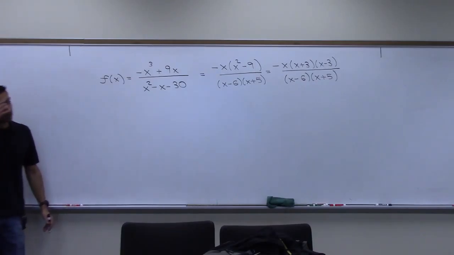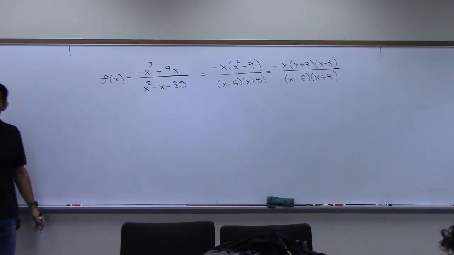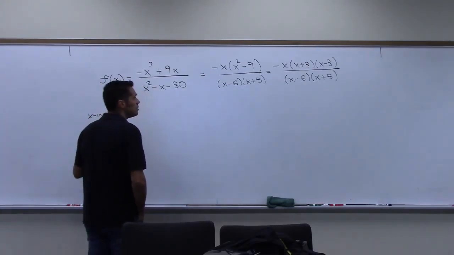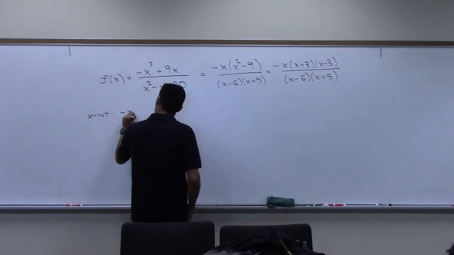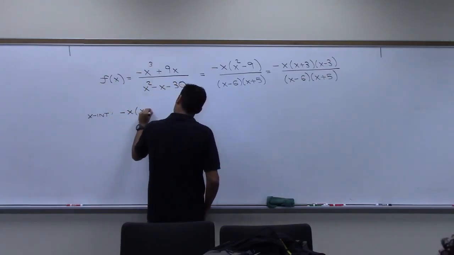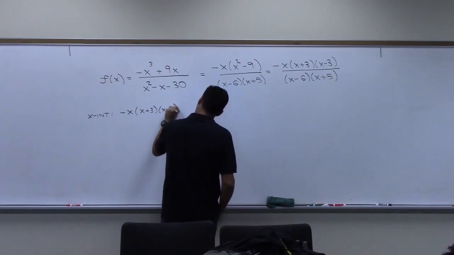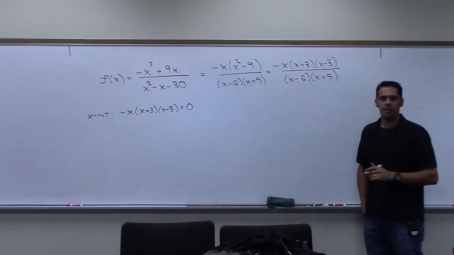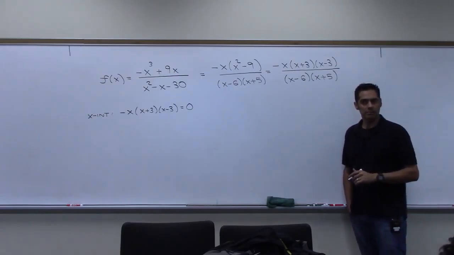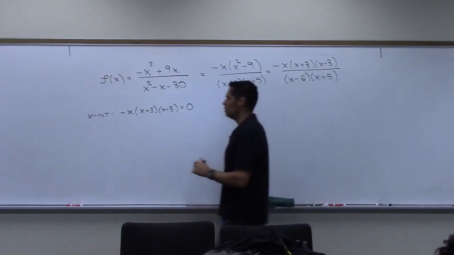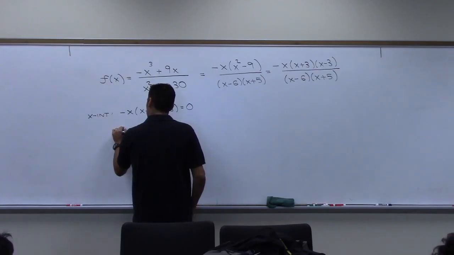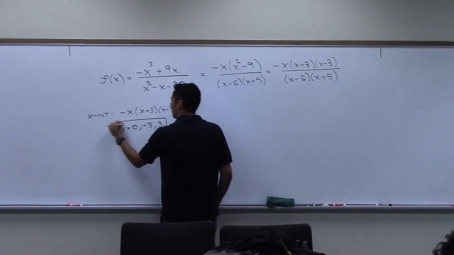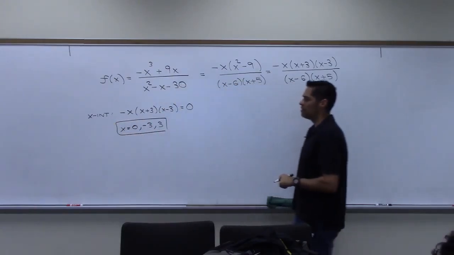So what was it that we looked for next? X-intercepts. And how do we find the x-intercepts? Just the numerator equal to 0. And since it's completely factored, it's going to be pretty clear, I think. What are 0, negative 3, and 3? So x equals 0, negative 3, 3. I'll just put them all together in one answer right there. Those are our x-intercepts.